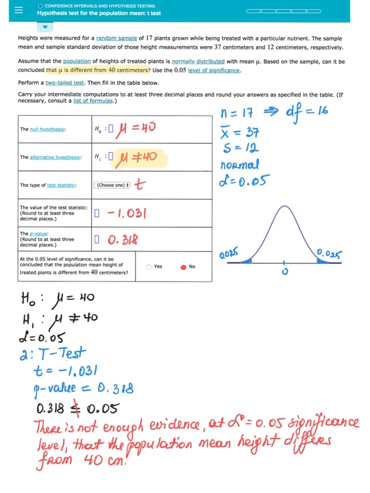Assume that the population of heights of treated plants is normally distributed with mean mu. Based on the sample, can it be concluded that mu is different from 40 centimeters? Use the 0.05 level of significance. Perform a two-tailed test, then fill in the table below. Carry your intermediate computations to at least 3 decimal places and round your answers as specified in the table.